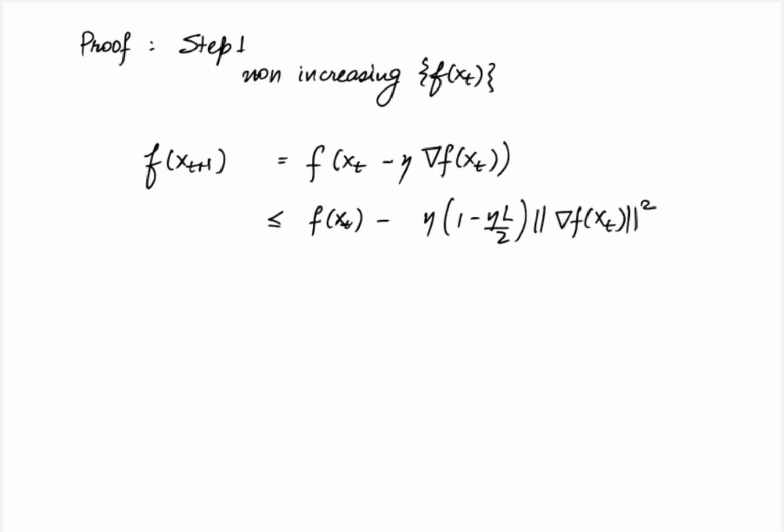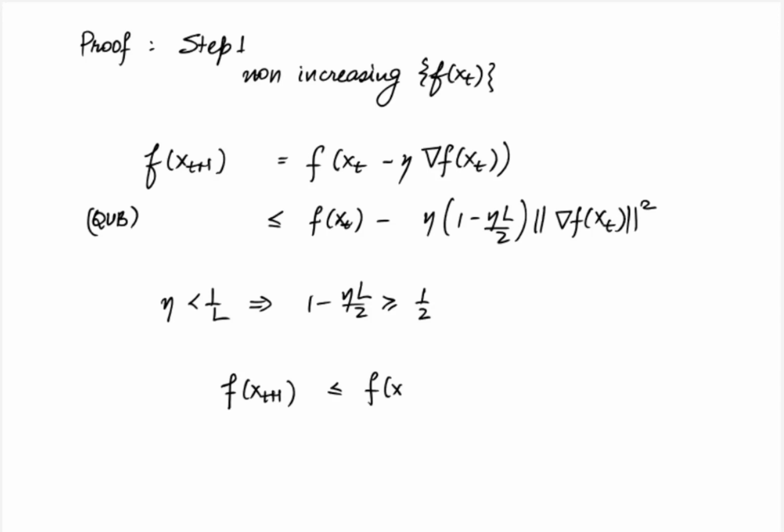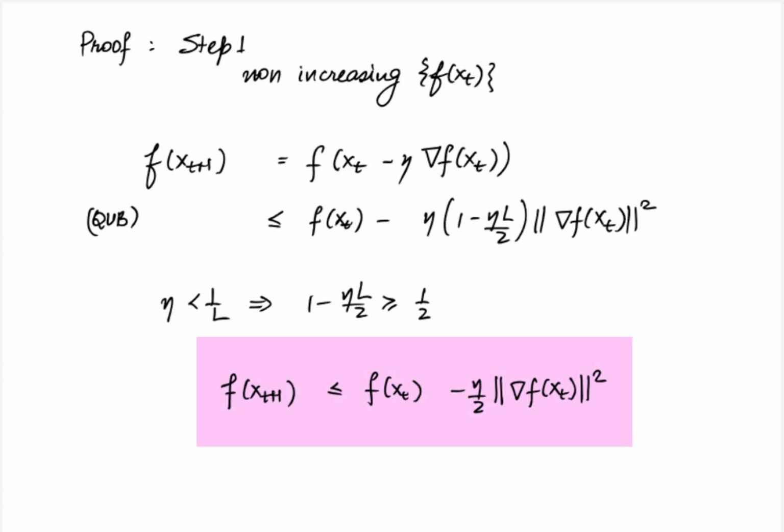Recall that we use the quadratic upper bound for L smooth functions to get the inequality. Now, as earlier, assume that eta is less than 1 by L, so that 1 minus eta L by 2 is greater than half, so that the right hand side can be bounded as f of xt minus eta by 2 norm square of gradient f of xt. So this is exactly what we had derived earlier for smooth functions.